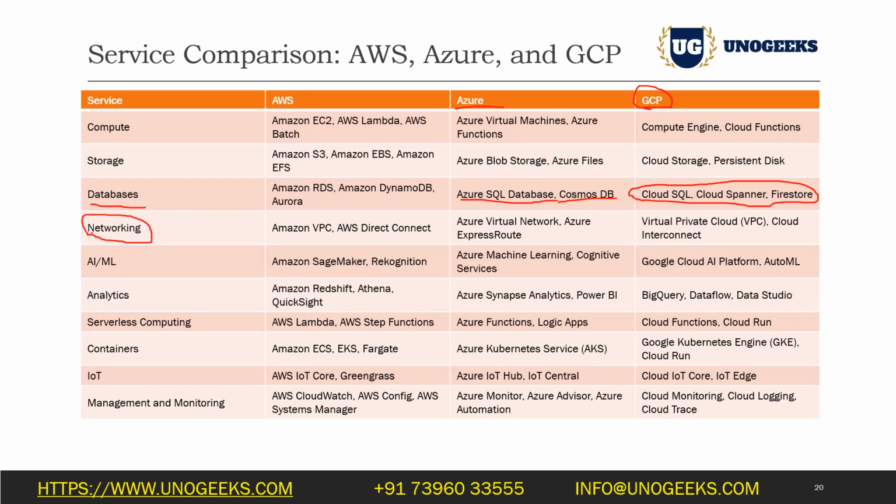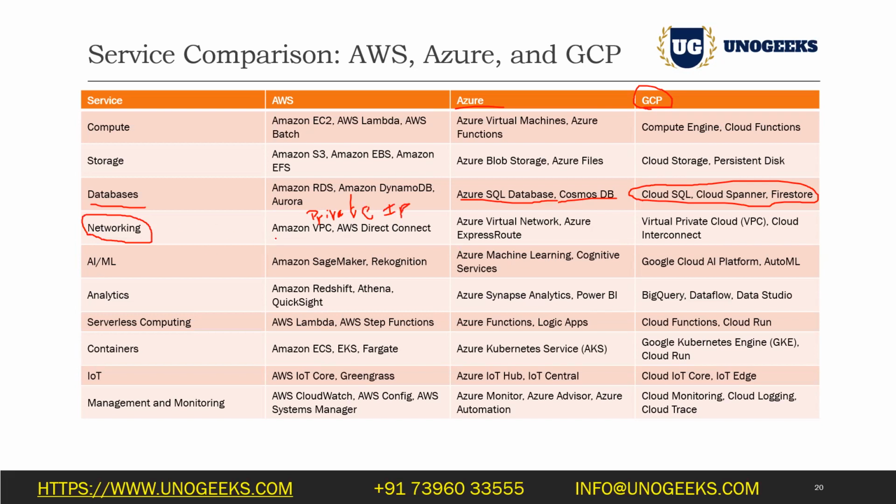Coming to the networking part. Networking is what communicates between one component and another component. Suppose I have a virtual machine and I have a SQL server. With the help of a virtual network, I will connect the virtual machine and the SQL server, and that network flow will be done over private IPs. This private IP stands for networking.